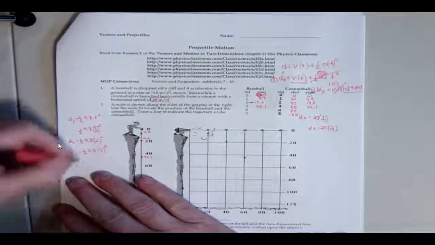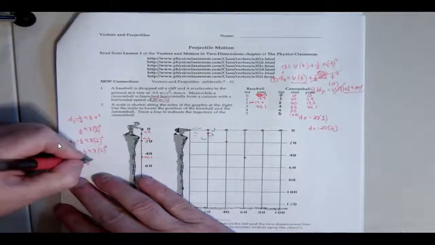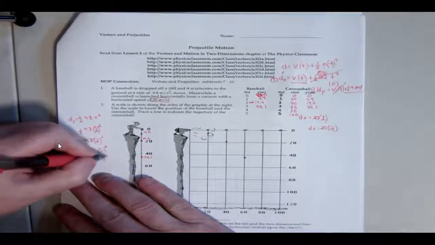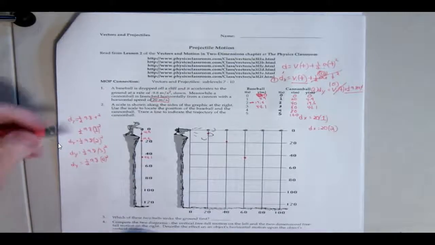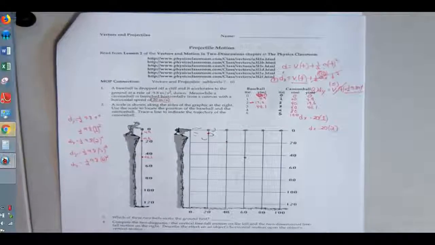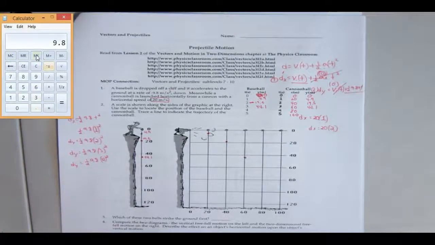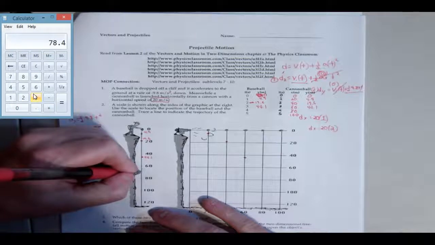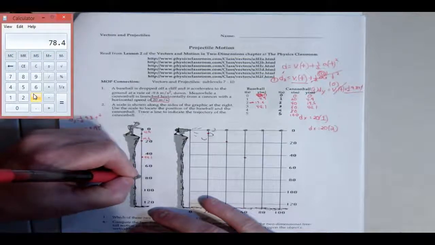Displacement of y equals 1/2 times 9.8 times second number 4 squared. We know 4 squared is 16. So calculate that. I'm going to do that because my key is weird and I can't do it in my head. So I already know 1/2 times 9.8 is 4.9, right? So 4.9 times 4 squared, which is 16, equals 78.4. Awesome. So that's going to be about here, actually. Bam.